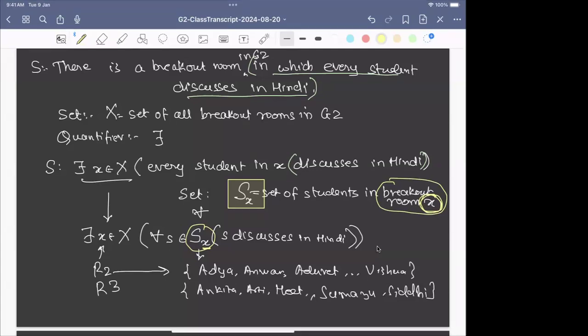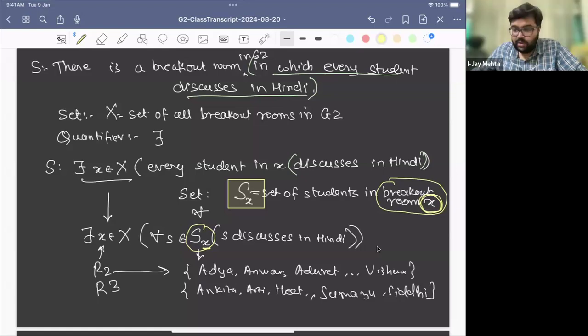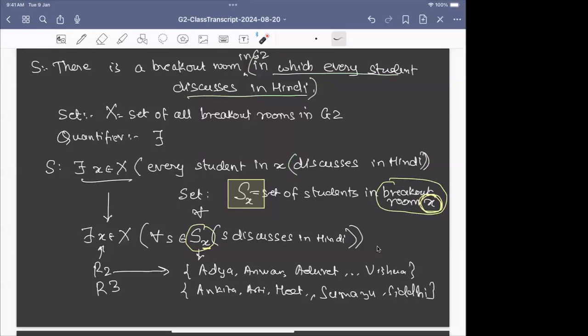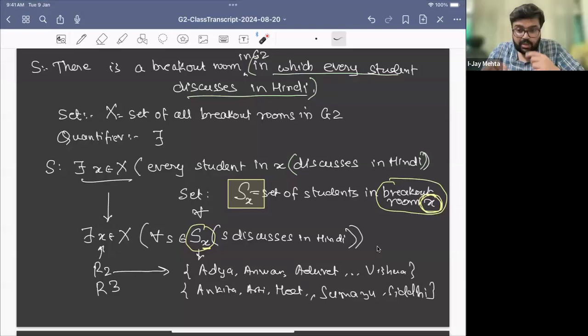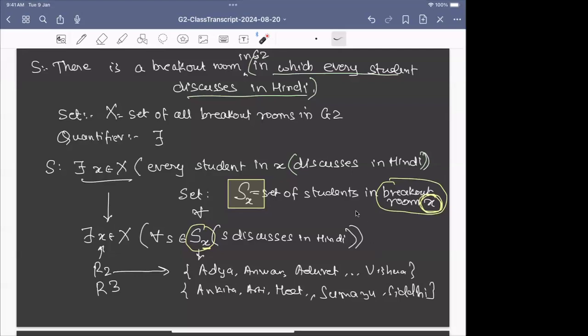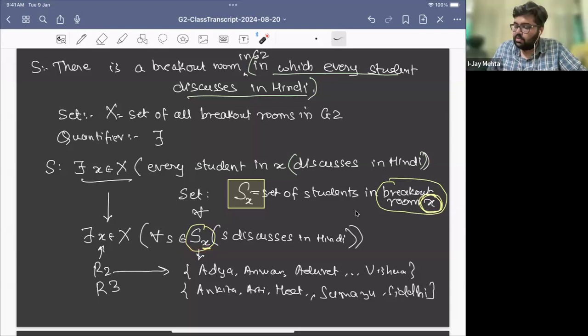Sir, could you repeat the last part? I didn't understand. You are in room number 8. Okay. So when you go in the breakout room, how many students do you see? Do you see all the students? Yeah, sometimes I see all the students, sometimes I don't. In your room number 8 breakout discussion, do you see all the students or only room number 8 students? Only room number 8 students. Only room number 8 students, right?